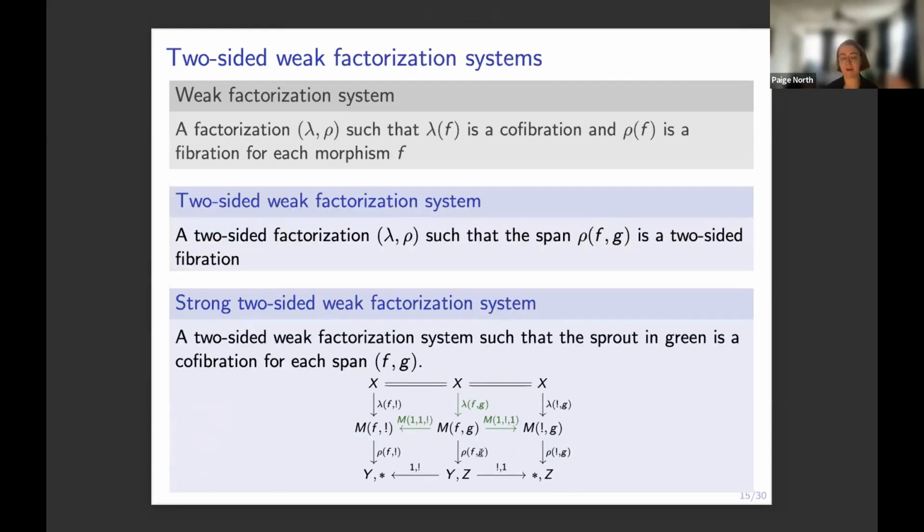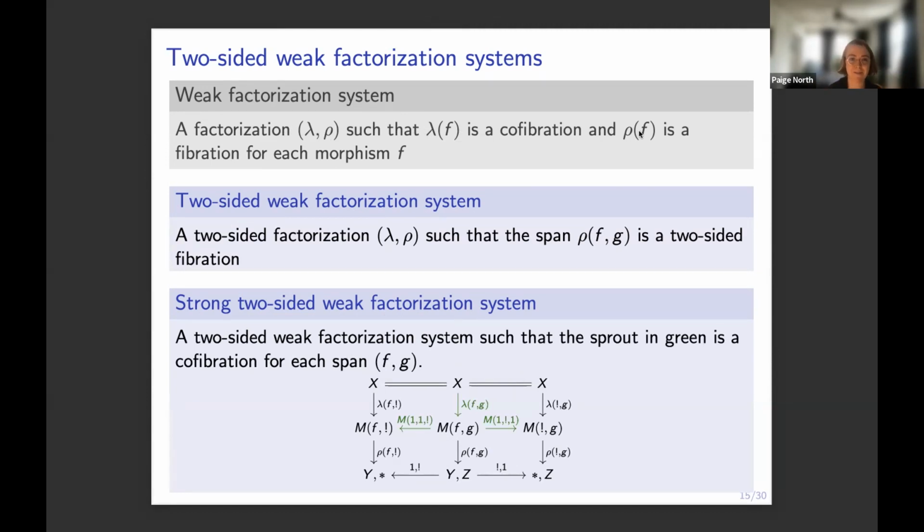Okay, so we just defined the notion of factorization and cofibrations and fibrations. And now I want to talk about a weak factorization system. So we need some extra properties. We could define a weak factorization system classically, not always defined this way, to be a factorization like this, such that each guy in the image of lambda is a cofibration, and rho f is always a fibration.